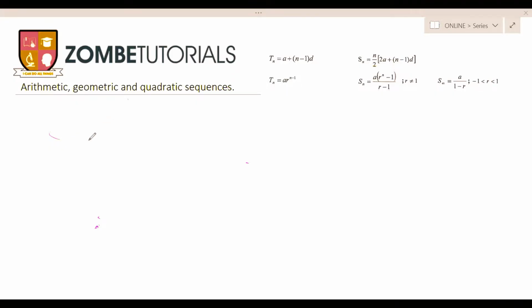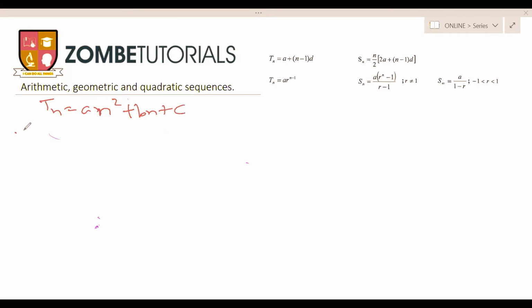Quadratic expressions: we don't have any formulas in our formula booklet, but it is important to understand that our quadratic sequences all follow this particular expression, whereby we are now dealing with a quadratic term.